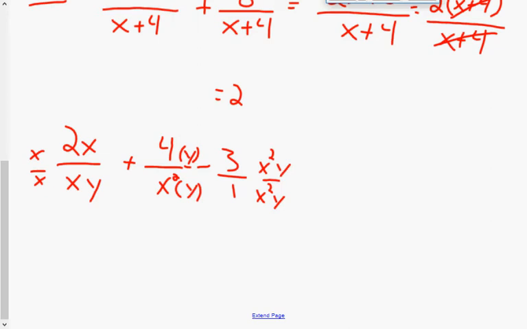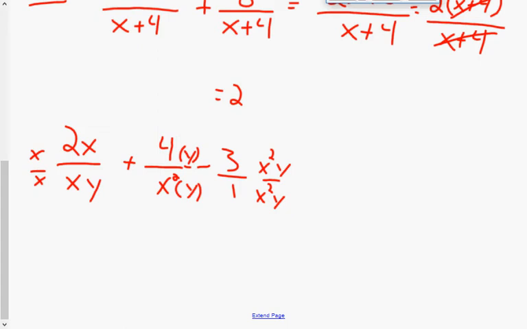So basically you got to look at everything and see what the other one needs, okay? Like I looked at this one, this has an x, but I need an x squared, so I multiply it by an x. This x squared needs a y, so I multiply everything by y. The one needs the x squared and the y, so I multiply everything by x squared y. Does that make kind of sense? Kind of awkwardly explained it there, I know, but.